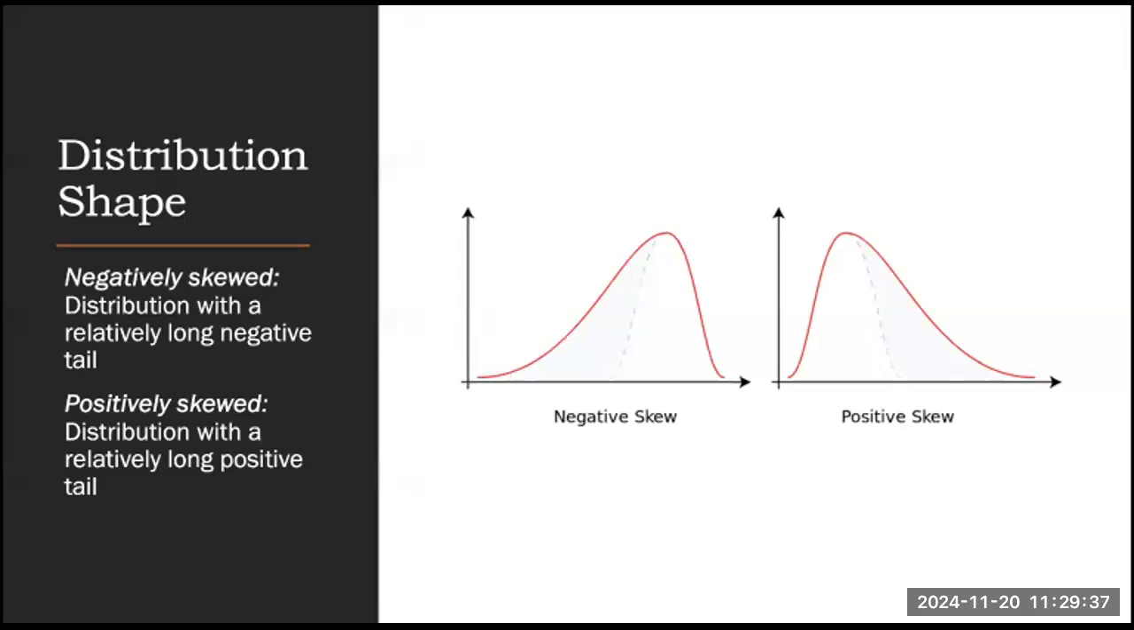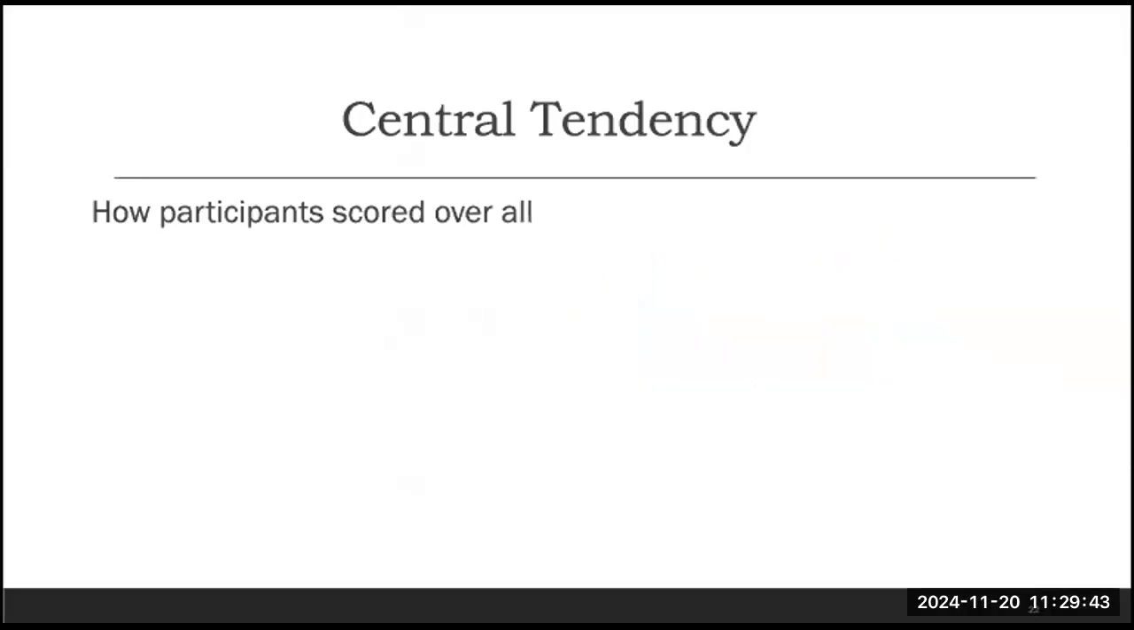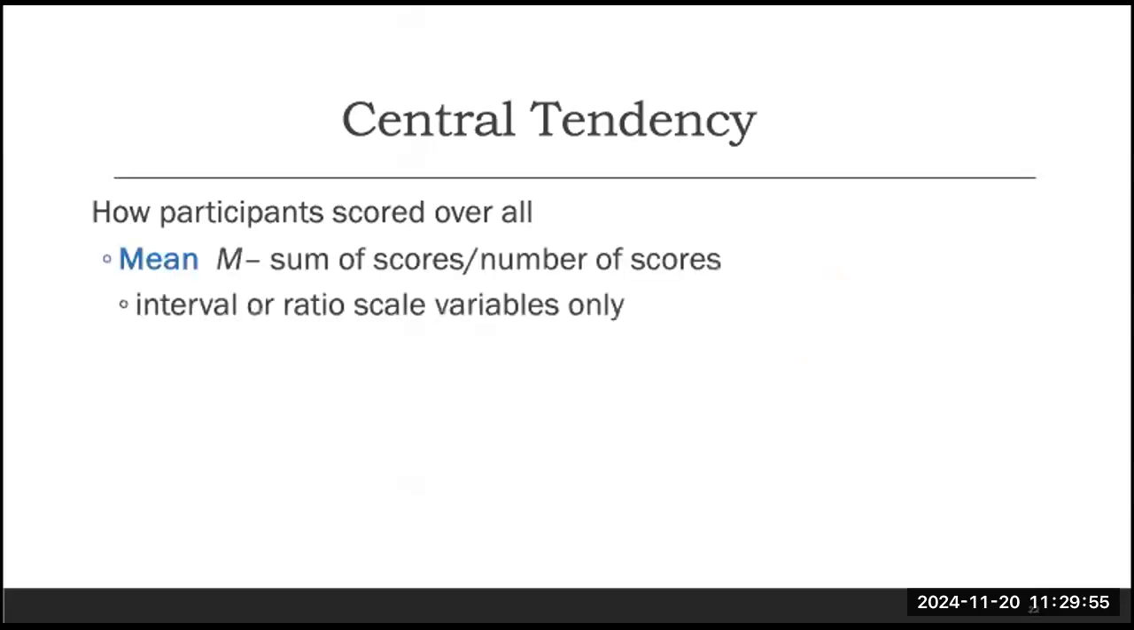Okay. So when we talk about measures of central tendency, what we're trying to do is have a single number that captures the essence of your distribution. How did participants score overall? There are three measures of central tendency. You should be familiar with them from statistics. There is the mean, otherwise known as the average.